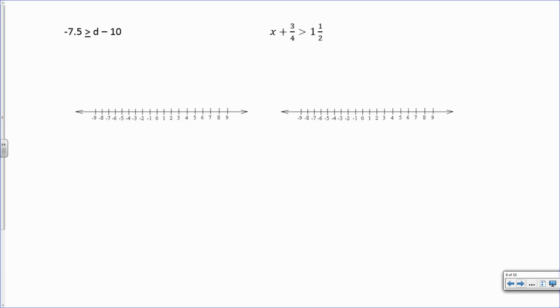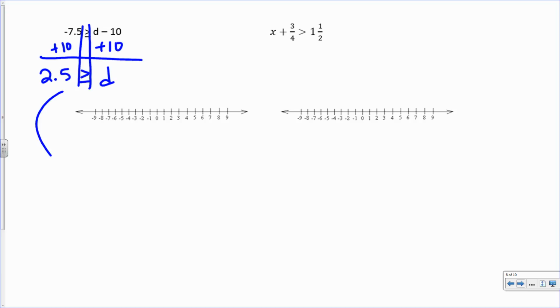All right, let's look at these two. On this first one, you've got your variable on the right. Go ahead and work this out and then check it. Okay, you should have added 10 to both sides, which gives you 2.5 is greater than or equal to d. And if you were to rewrite that, it would be d is less than or equal to 2.5. Or you can just read it backwards. d is less than or equal to 2.5. 2.5 is between 2 and 3. It's going to be a closed circle. I've got everything to the left.